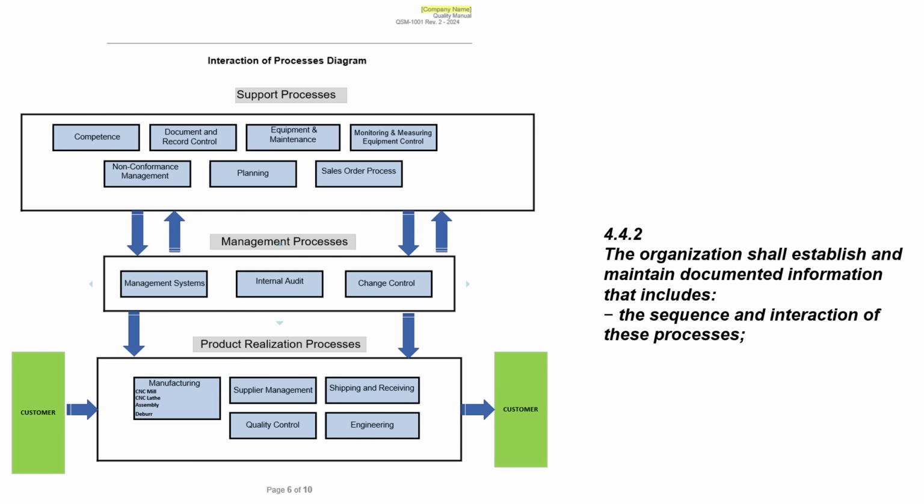So this is how all processes of the quality management system interact with each other and how they support each other. This is an interaction of process diagram that shows that we've identified the sequence and interaction of these processes. Okay?